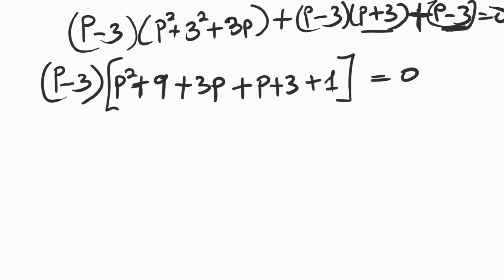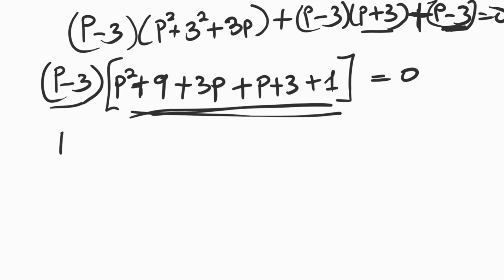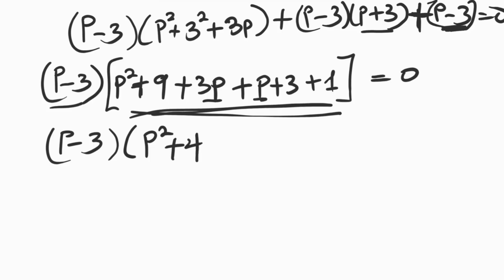So now we have two equations, right? This one and that one. So our first equation, let's resolve what we have here in the second one. So we have p minus 3 into p squared, 3p plus p will give us 4p, 9 plus 3 is 12 plus 1 is 13, and that's equal to 0.